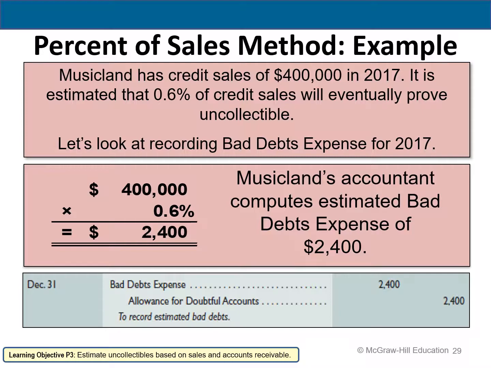So if Musicland has credit sales of $400,000, and it's estimated that 0.6% of credit sales will eventually prove uncollectible, we're going to take the 400,000 times 0.6%. They're going to estimate their bad debt expense should be $2,400. So we debit bad debt expense and we credit allowance for doubtful accounts.